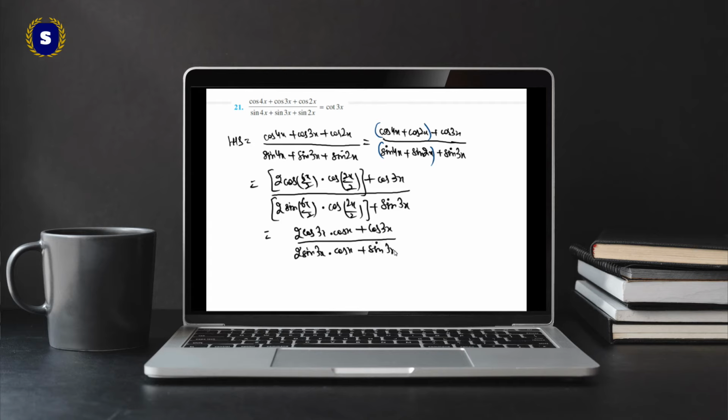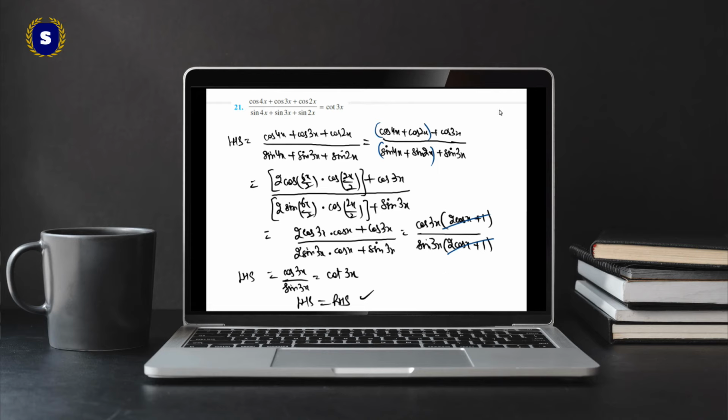plus sin 3x. Taking cos 3x common from the numerator, we'll get 2 cos x plus 1, and taking sin 3x common from the denominator, we'll get 2 cos x plus 1. So that bracket term is the same on the numerator and denominator side. We can cancel them out. So we'll get cos 3x upon sin 3x, which is equal to cot 3x, and this is equal to RHS. So hence LHS is equal to RHS. We have proved that.